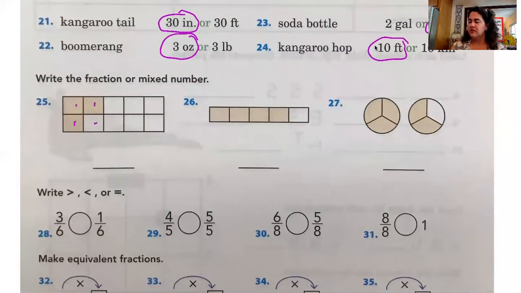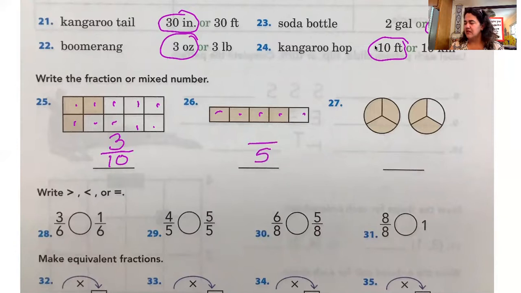1, 2, 3, 4, 5, 6, 7, 8, 9, 10. So 10 is my denominator, and how many are colored in? 3 out of 10. Very good. Then we're going to do the next one. Go ahead, please. Trinity. 1, 2, 3, 4, 5. 5. And how many are colored in? Good. Now, do the next one for me, please, Tessa.